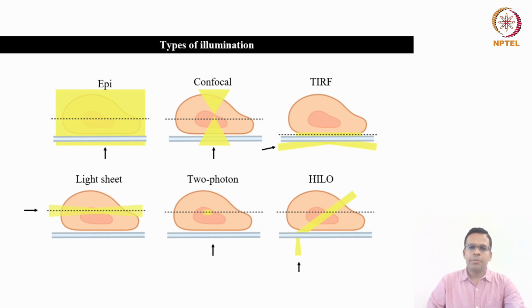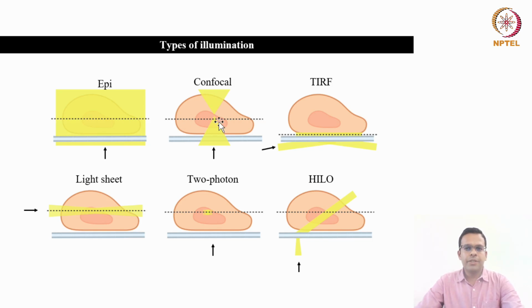So these are six major types of illumination strategies, and now in the next slides and throughout this lecture we will discuss in detail about each of these types, how this kind of illumination is achieved, what are its advantages, disadvantages, and in which particular case you should use this kind of illumination.